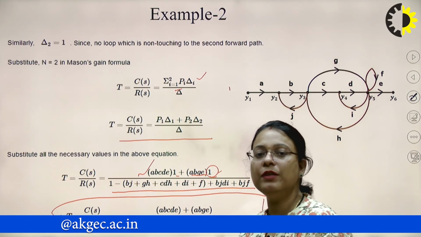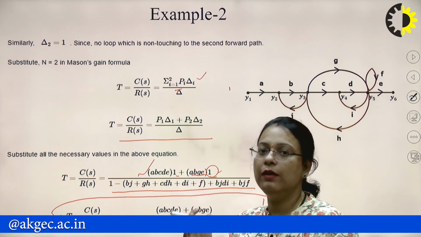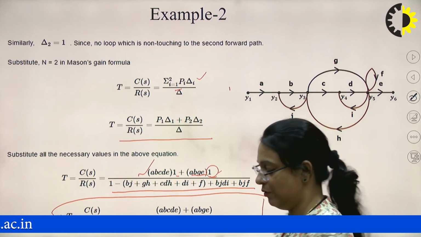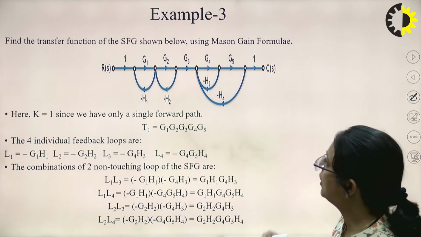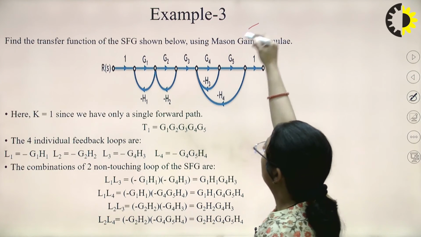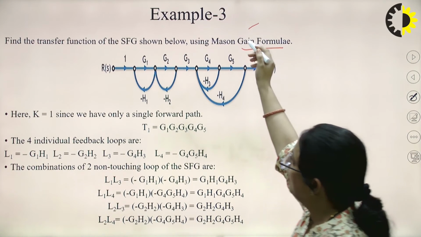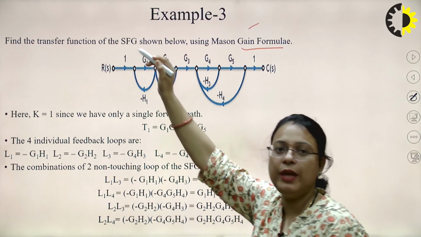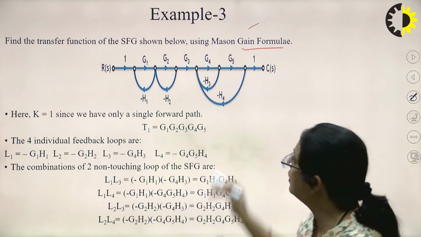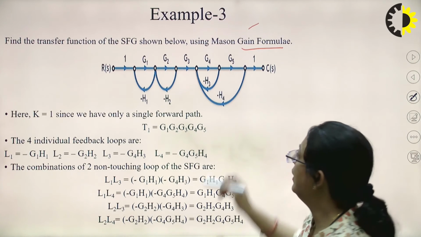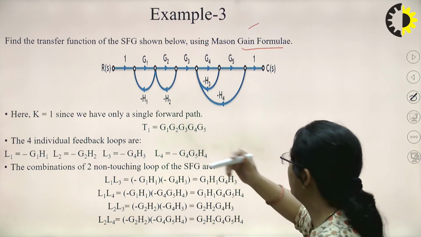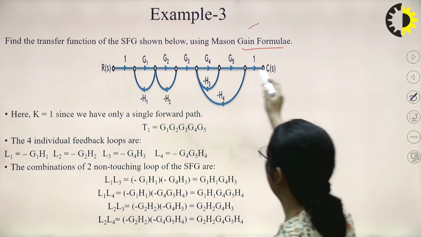And we can further simplify if there is any possibility. Okay. Now this is another example for the Mason gain. Again for the signal flow graph, we have to find out the transfer function using this Mason gain formula. See here in this case, you can see we have only one forward path.